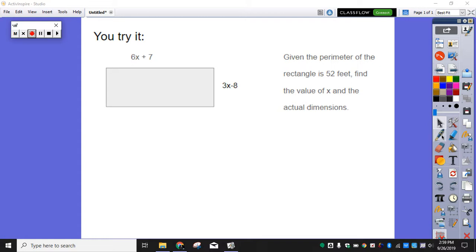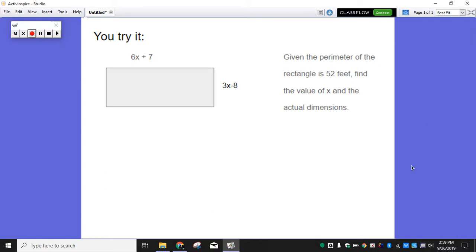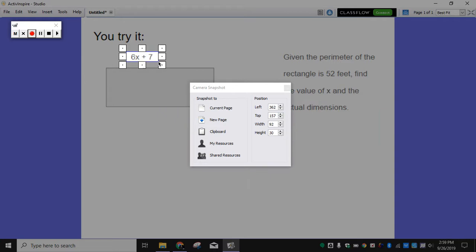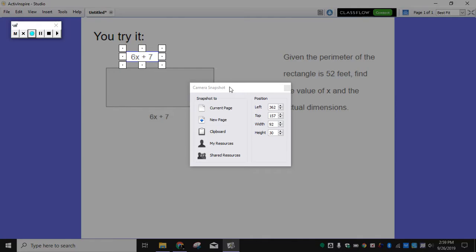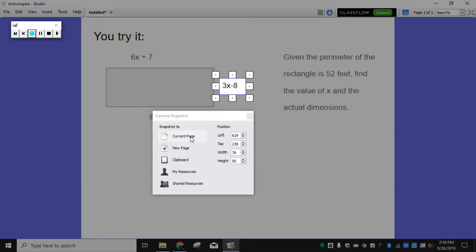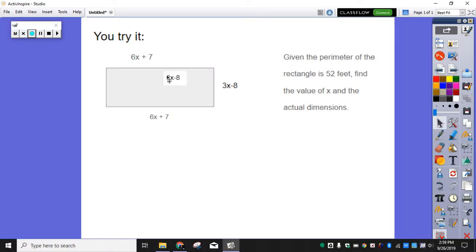First thing we need to understand is that perimeter is the sum of all the sides, and with a rectangle, opposite sides are the same length. So if the length here is 6x plus 7, the length here is 6x plus 7. Same thing with the 3x minus 8. The width is 3x minus 8. I can carry that over to the opposite side.